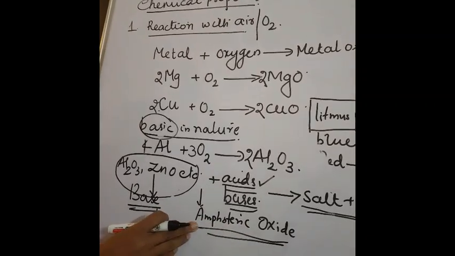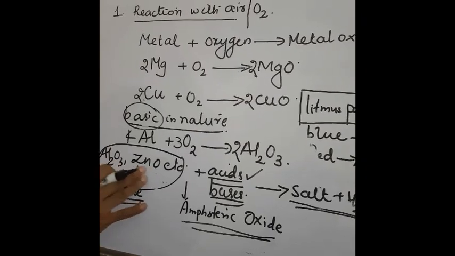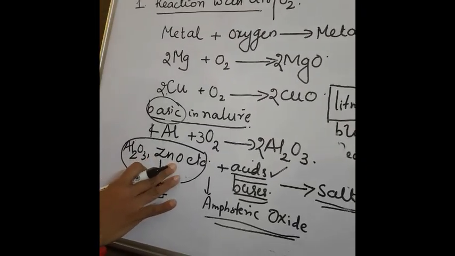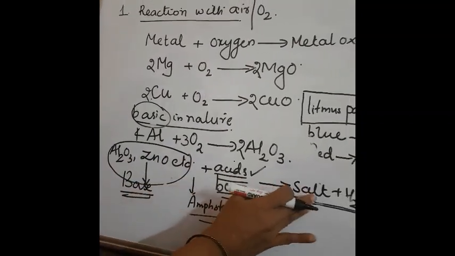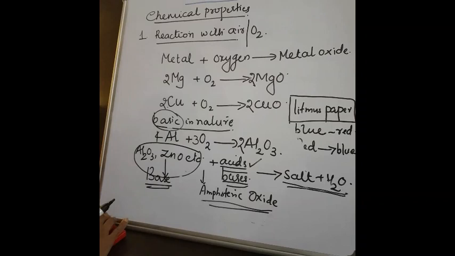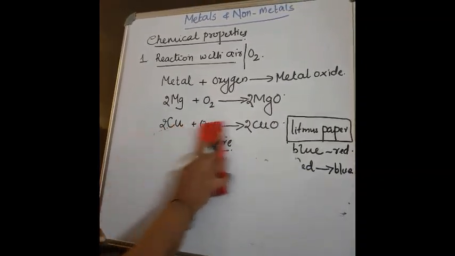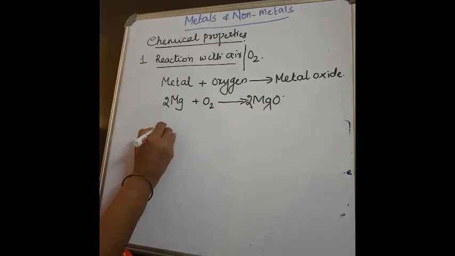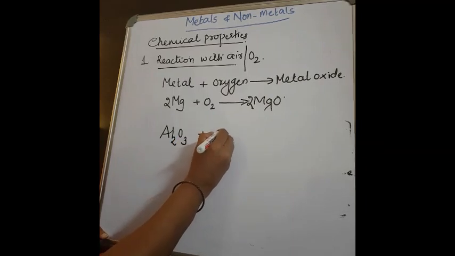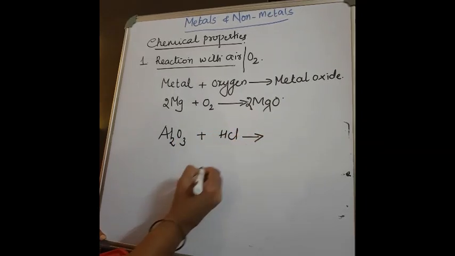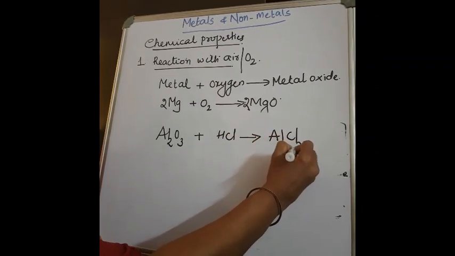Now, what are amphoteric oxides? Amphoteric oxides are certain oxides, like those of aluminium and zinc, that can react with both acids as well as bases to form their corresponding salt plus water. So, is it clear? I will write the equation for that. Take the example of aluminium oxide, Al2O3. It reacts with an acid, for example HCl. It will form the corresponding salt, AlCl3, plus water.